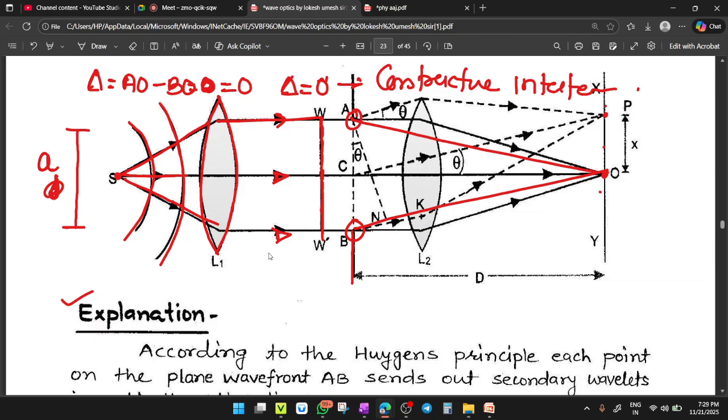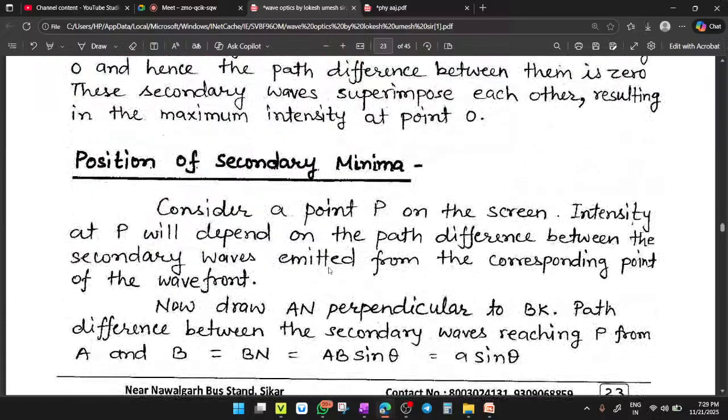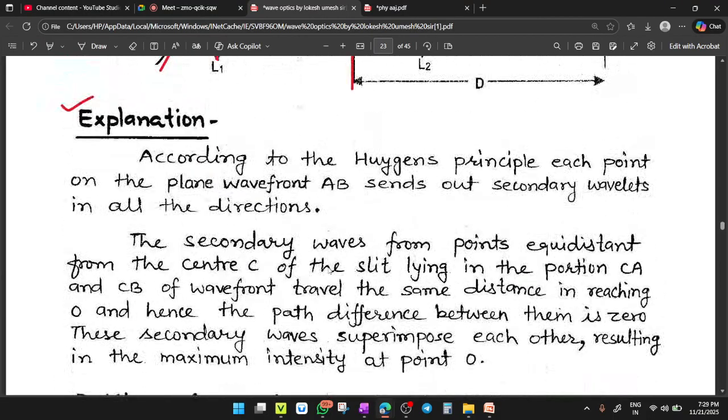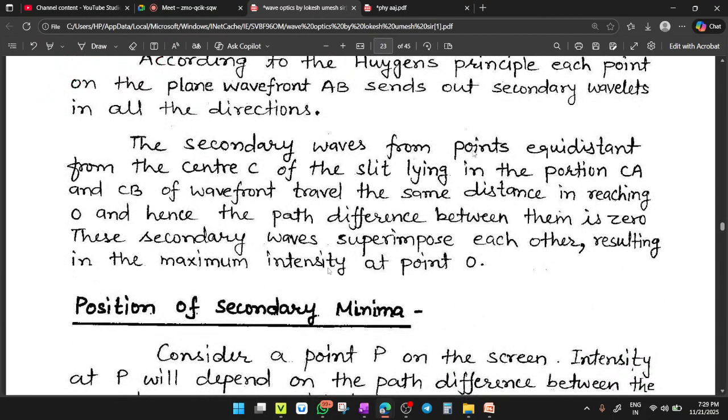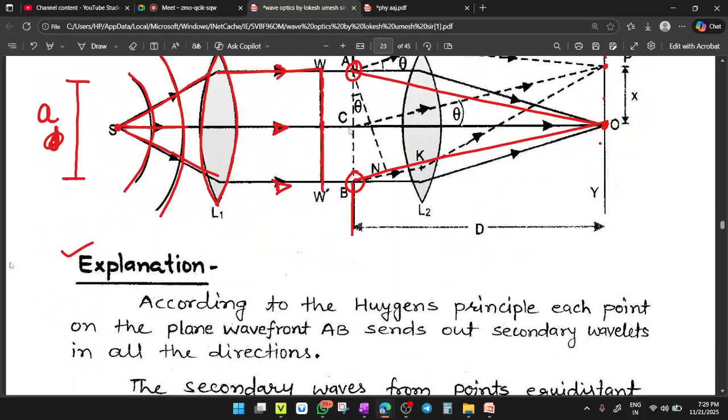So the same thing is written here. Explanation: the secondary waves from the points equidistant from the center C of the slit. This is the center C of the slit, and this is your plane wavefront.